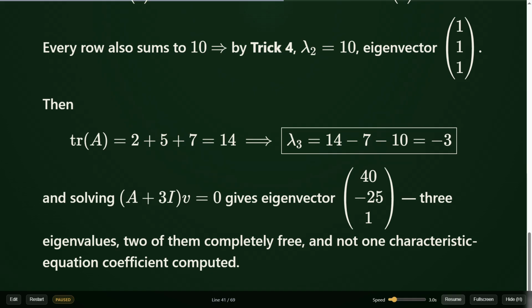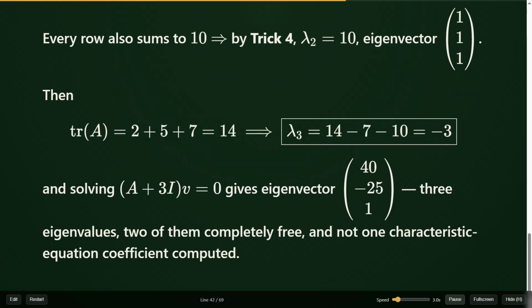Non-trivial vector which makes the right hand side 0, and finding out the eigenvector in that method. In this particular matrix case, we have got the third eigenvalue equal to minus 3, and the eigenvector comes out to be 40, minus 25 and 1. So this is also an interesting example.